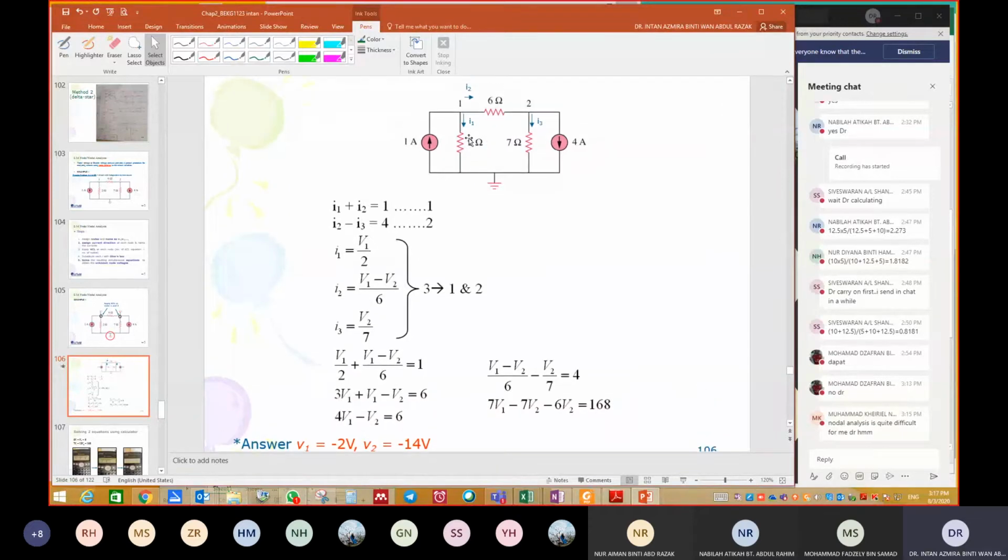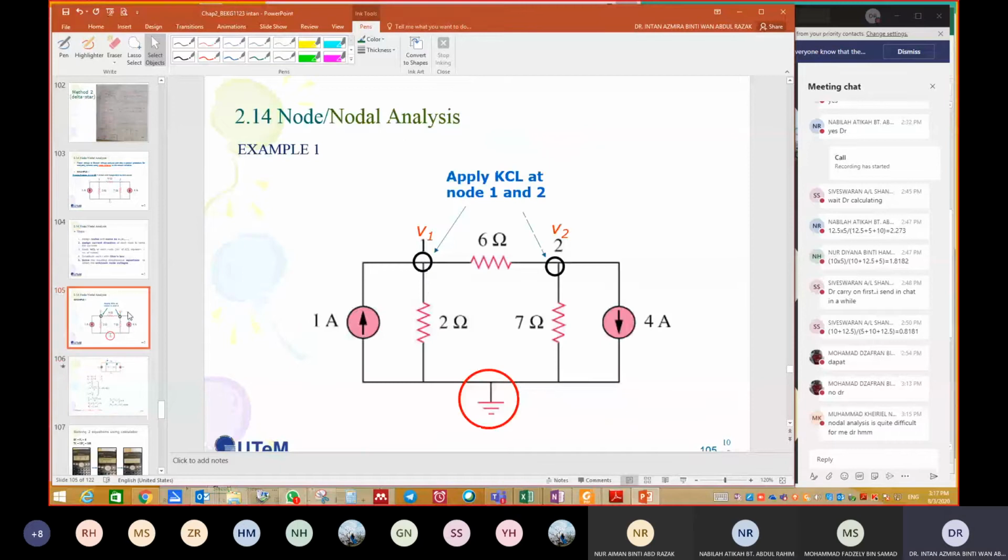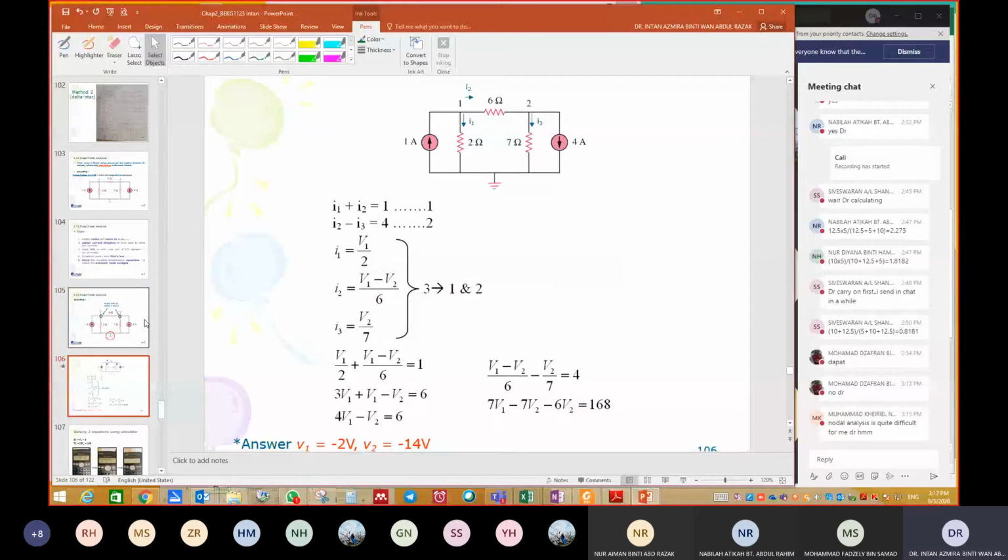This is the original circuit. The question may be to find V1 and V2. There is no question written here, but the question is to find V1 and V2. Let's say the question gives you V1 here and V2 here, and you do not need to find what V1 or V2 is. Or the question asks you to find the voltage at node 1 and node 2. So now you name them V1 and V2.